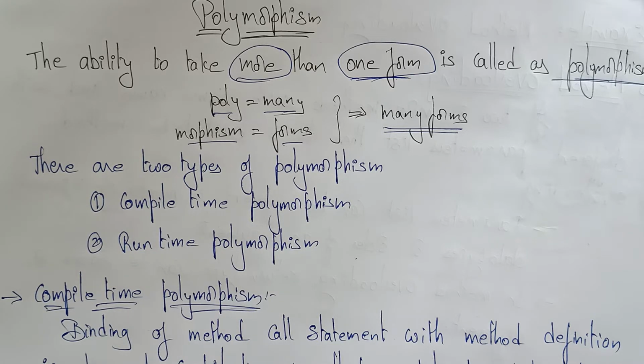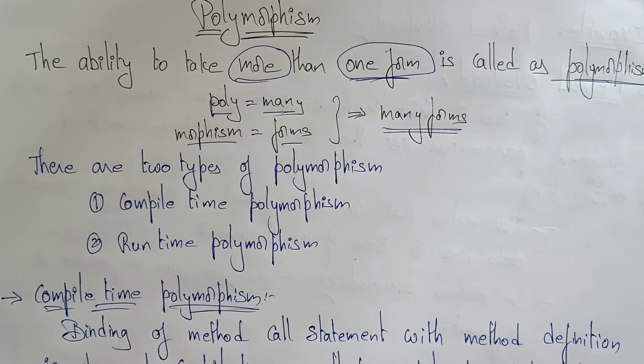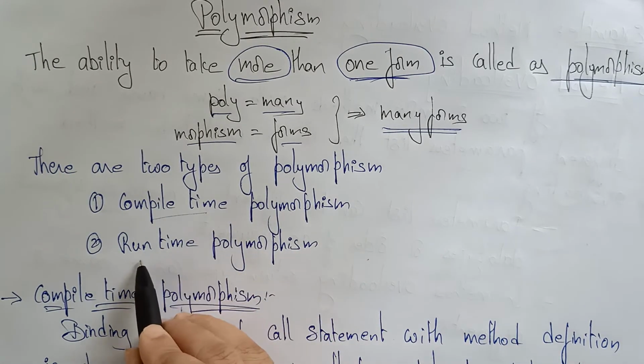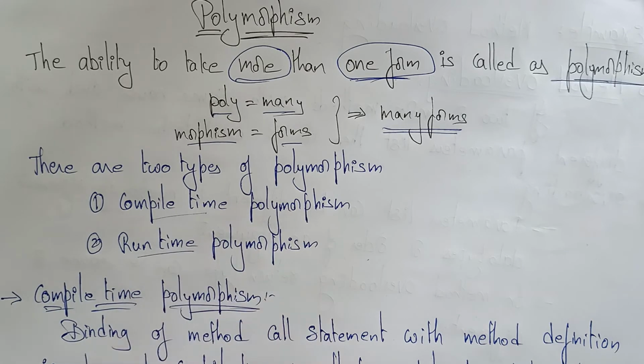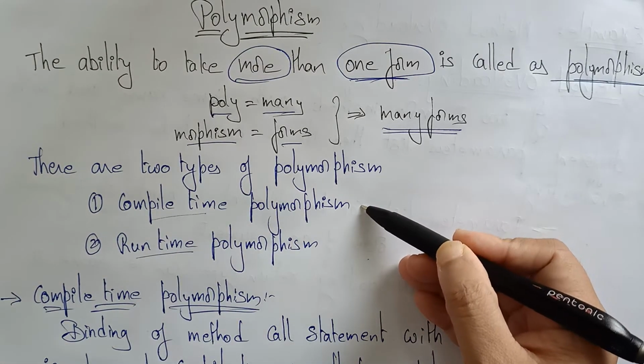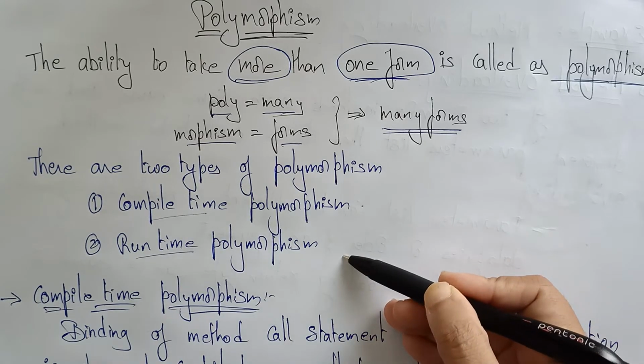By changing the name, or by changing the arguments that are present inside the function, it can be changed in different ways. So the ability to take more than one form is called polymorphism. There are two types of polymorphism. One is compile time polymorphism and another is runtime polymorphism.